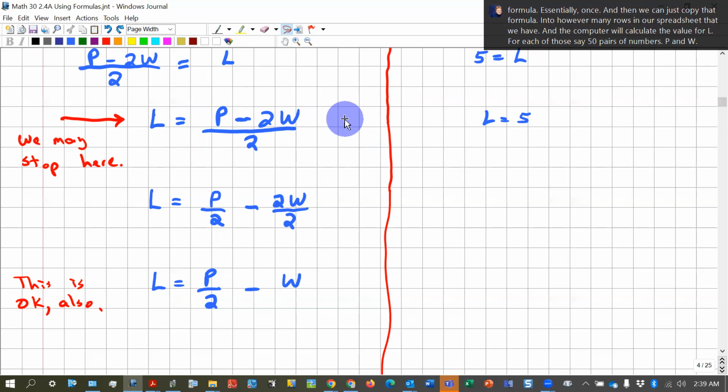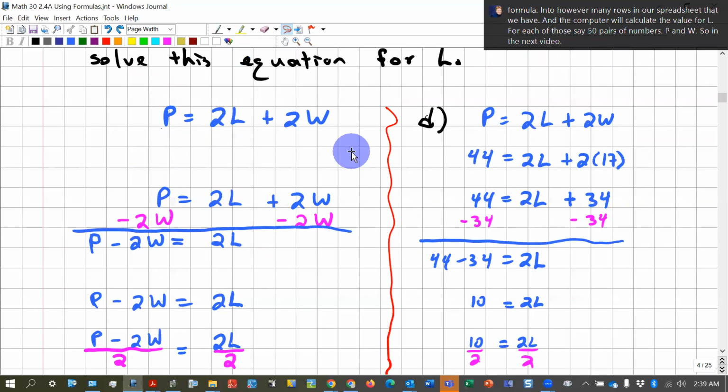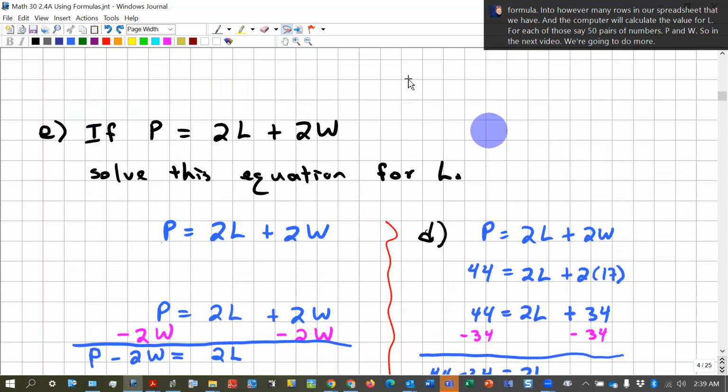So in the next video, we're going to do more problems like problem E, but we're going to start with probably do this problem again, and then we'll do some other problems involving other formulas.